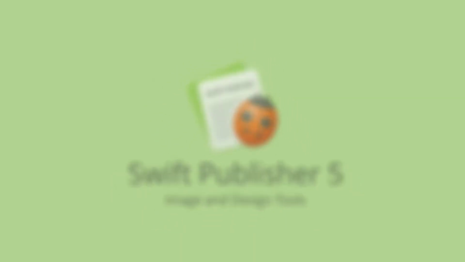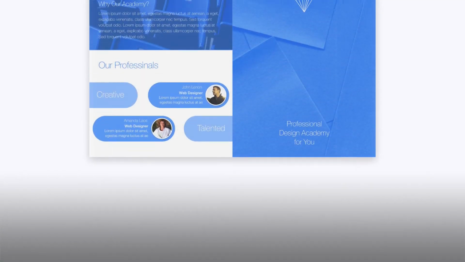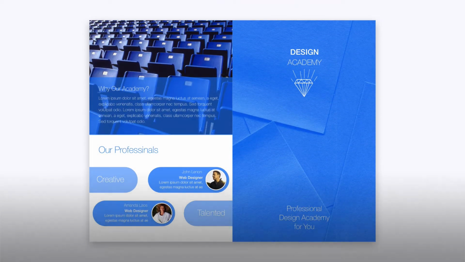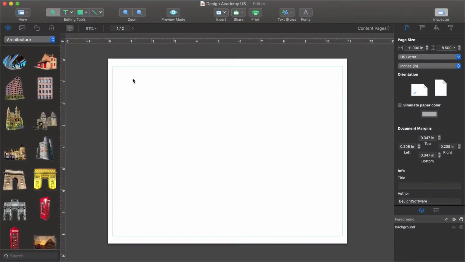In this tutorial, we're going to create the design elements of this document. That is, everything but the text. Let's get to it. Now, the first thing we want to do is set up guides so that we have a reference point when placing pictures, shapes, and text boxes.